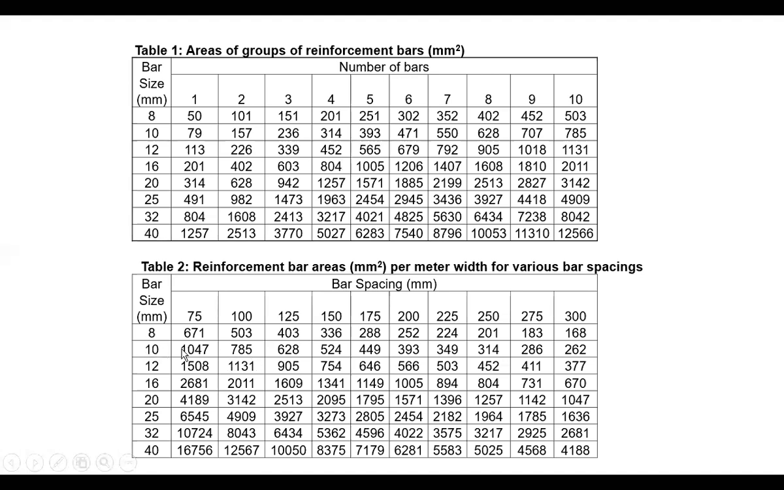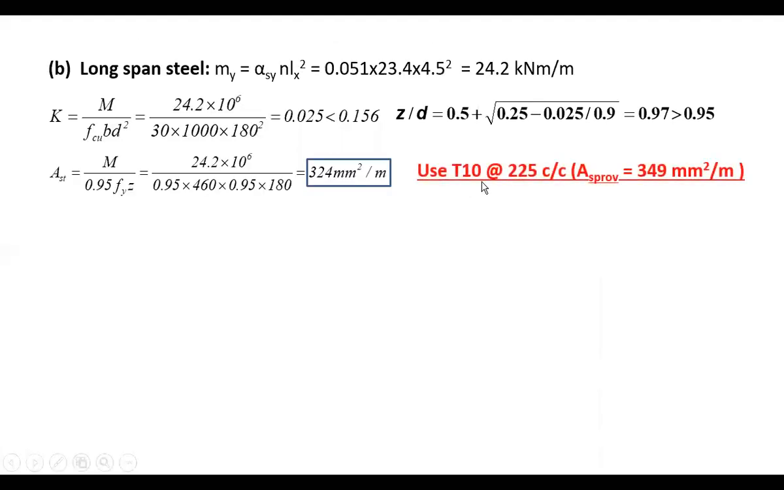324 will use 10 millimeter in this case. So 314 cannot work. It's 324, so we have to use a bigger value. So it will be 349, and in this case it will be T10 based at 225 millimeter, and the AS provided will be 349 millimeter, and this is what we used here. T10 is based at 225, and AS provided equals 349.